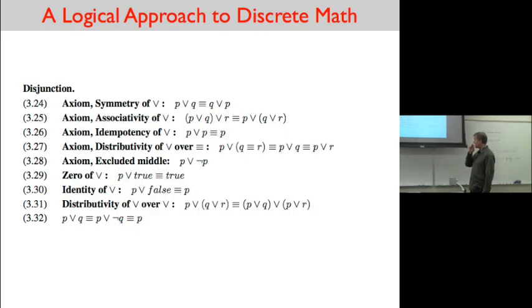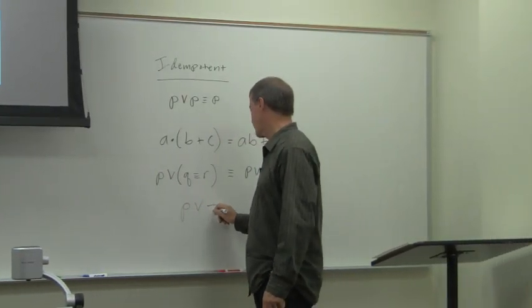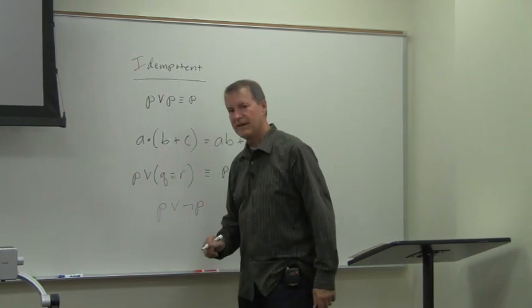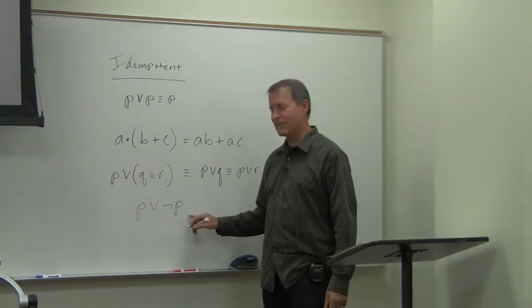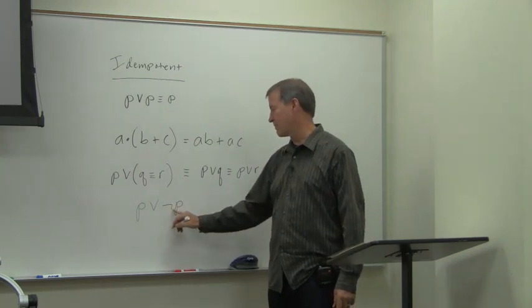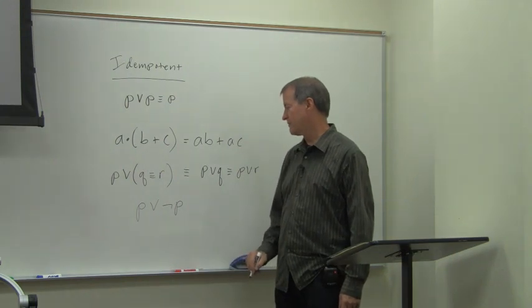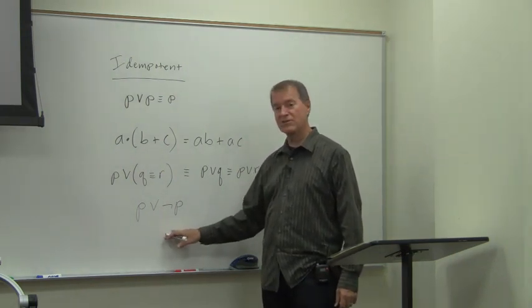And the next axiom is called excluded middle. What the excluded middle says is P or not P. Here's the thing that people get a little confused about when they see this for the first time. This just says P or not P. Either it's true or it's not. Well, because this is a theorem, it's true in all states.